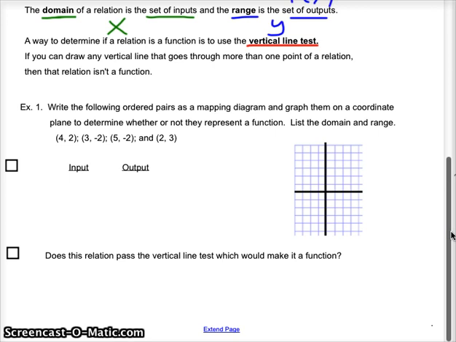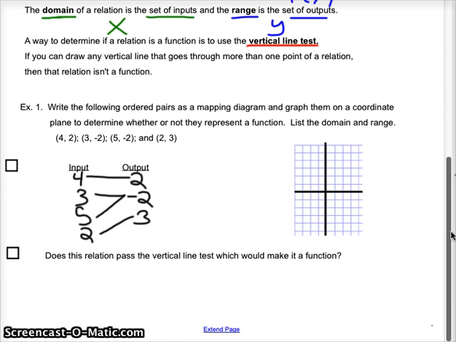So we're going to work on going between these types of writing relations. So we're going to start by writing the following ordered pairs as a mapping and graph them on the coordinate plane to determine if they represent a function. All right, so for a mapping, I have an input of 4 going to 2. I have an input of 3 going to -2. I have an input of 5 also going to -2. And I have an input of 2 going to 3.